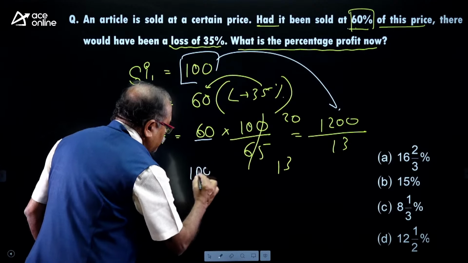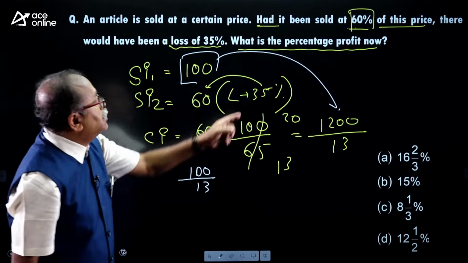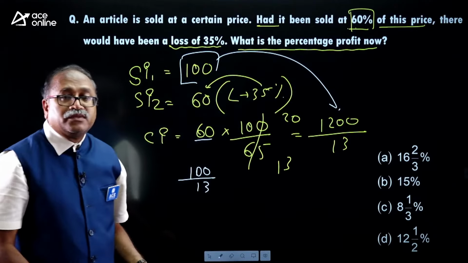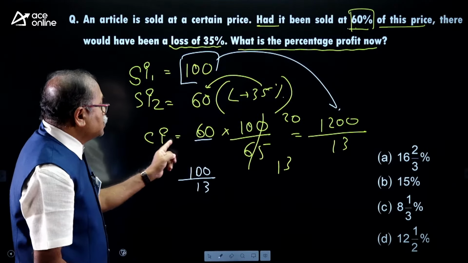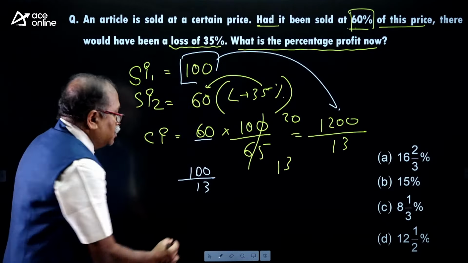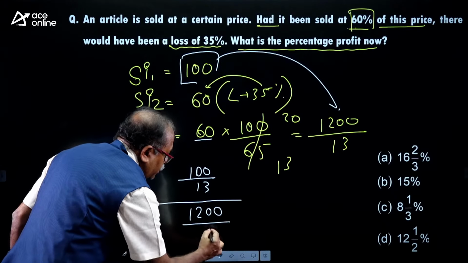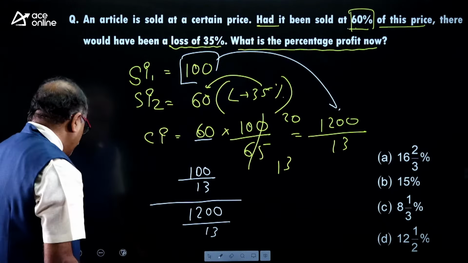100 by 13 is the profit. What is the cost price? It is as profit percentage. What is the cost price? The cost price is 1200 by 13. So this is 1200 by 13, Sumit Saab.